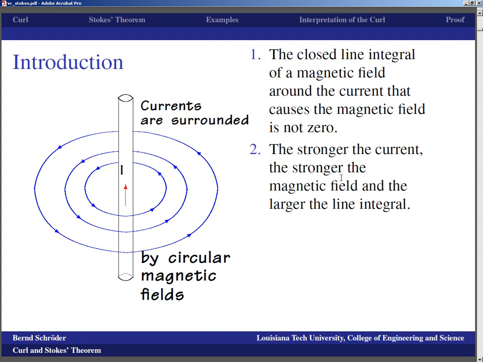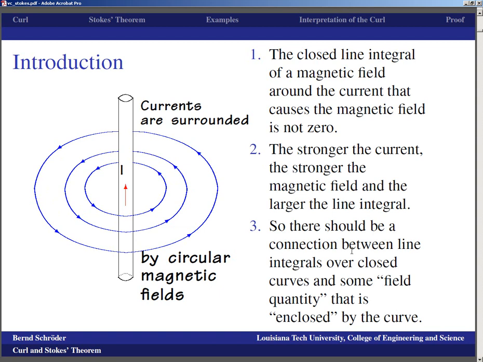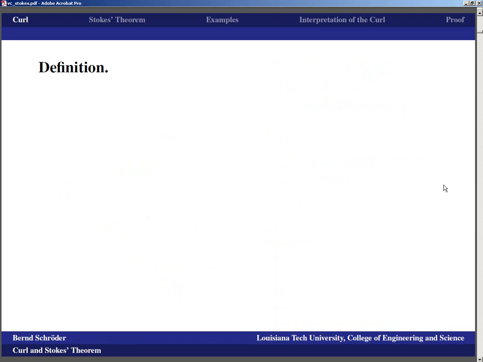And the stronger the current, the stronger the magnetic field, and the larger the integral, which means there should be a connection between line integrals over closed curves, such as circles or rectangles, that include this wire, and some field quantity that is enclosed by the curve. Because if I have a measurement of a line integral of a magnetic field out here, I will get a total integral of zero, because there is nothing going through a loop that would be out here. So there has to be a connection between something that sort of acts like the current only for a general vector field. And the quantity that does that is the curl.